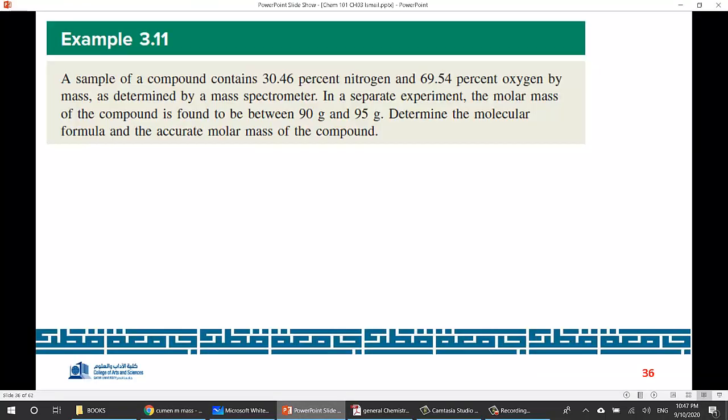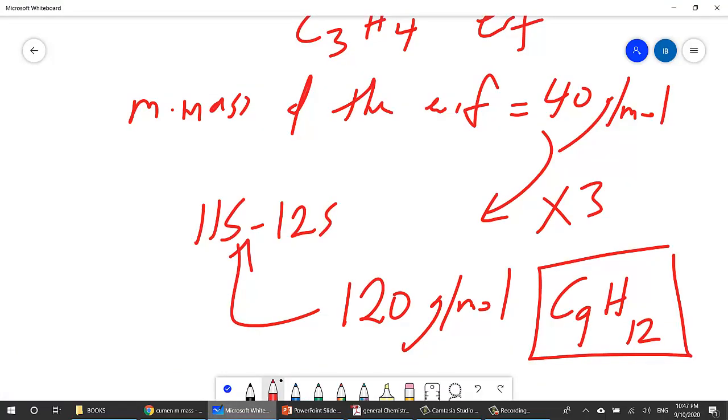And here's another question that says a sample of compounds contain 30.46% nitrogen and 69.54% oxygen by mass, as determined by a mass spectrometer. You see here we can also use a mass spectrometer to determine these ratios. The molar mass of the compound is found to be between 90 and 95. Determine the molecular formula and the accurate molar mass of this compound. This question is easier than the previous one.